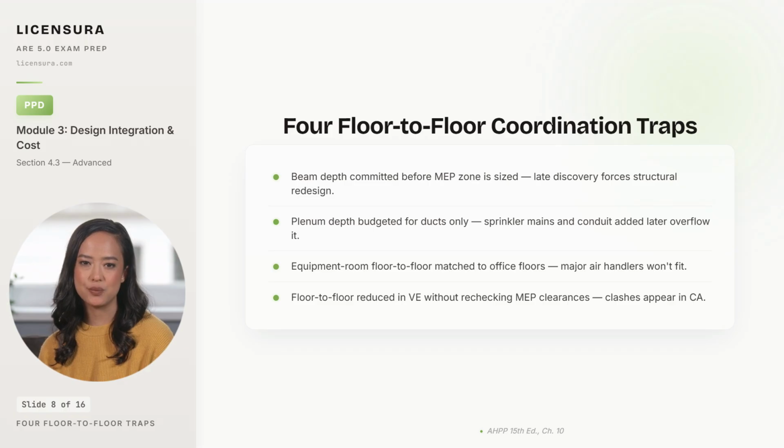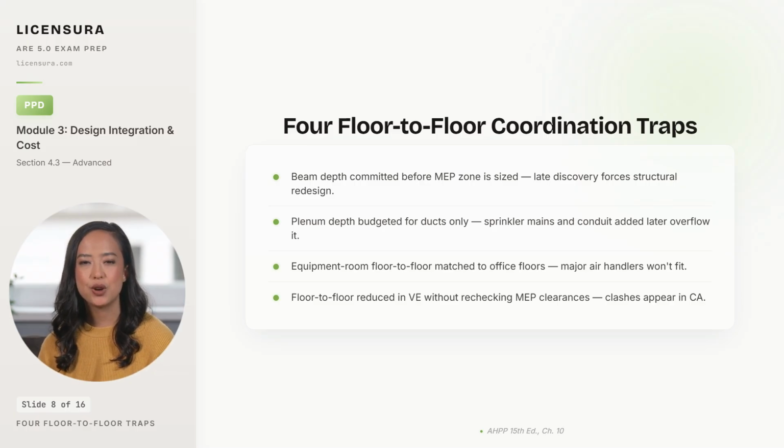Third, equipment room floor-to-floor is matched to office floors above by default. And when the MEP engineer specifies an air handler that needs 16 feet of clear height, the architect discovers the mismatch in DD and pays to redesign.